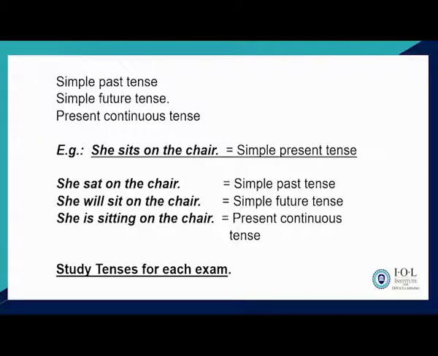She sat on the chair, simple past tense. She will sit on the chair, simple future tense. She is sitting on the chair, present continuous tense. Study tenses for each exam.